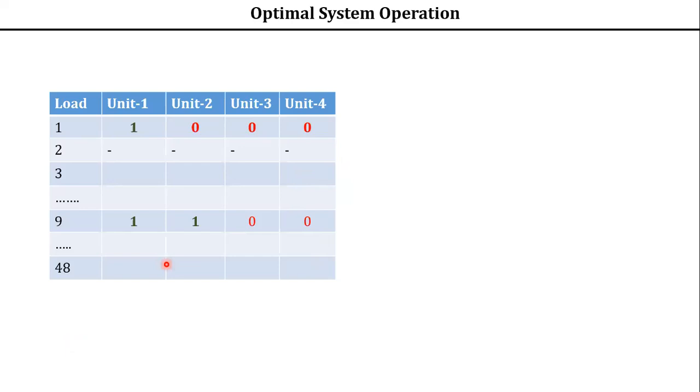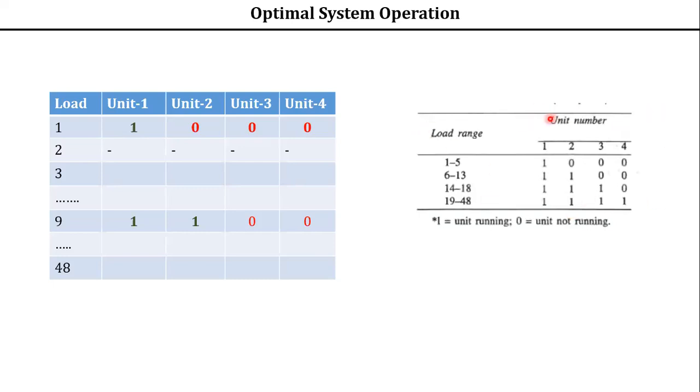Understood? However, you see this table is very big, isn't it? 1, 2, 3, 4, 5, 6, 7, 8, etc. You will get 48 rows by 4, as 4 units are there. Now what we have to do, instead of calculating for each 1 megawatt or 2 megawatts of increment, is fix some range. For that range of load, we decide which units are to be operated. This is how we can prepare it, with unit numbers 1, 2, 3, 4.